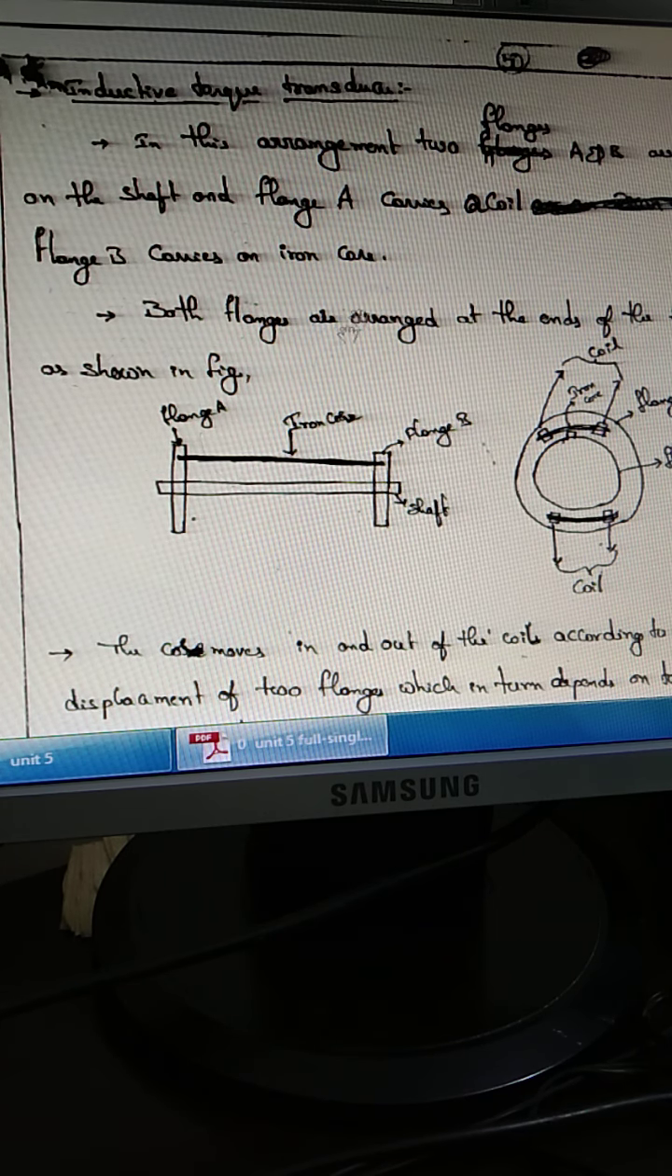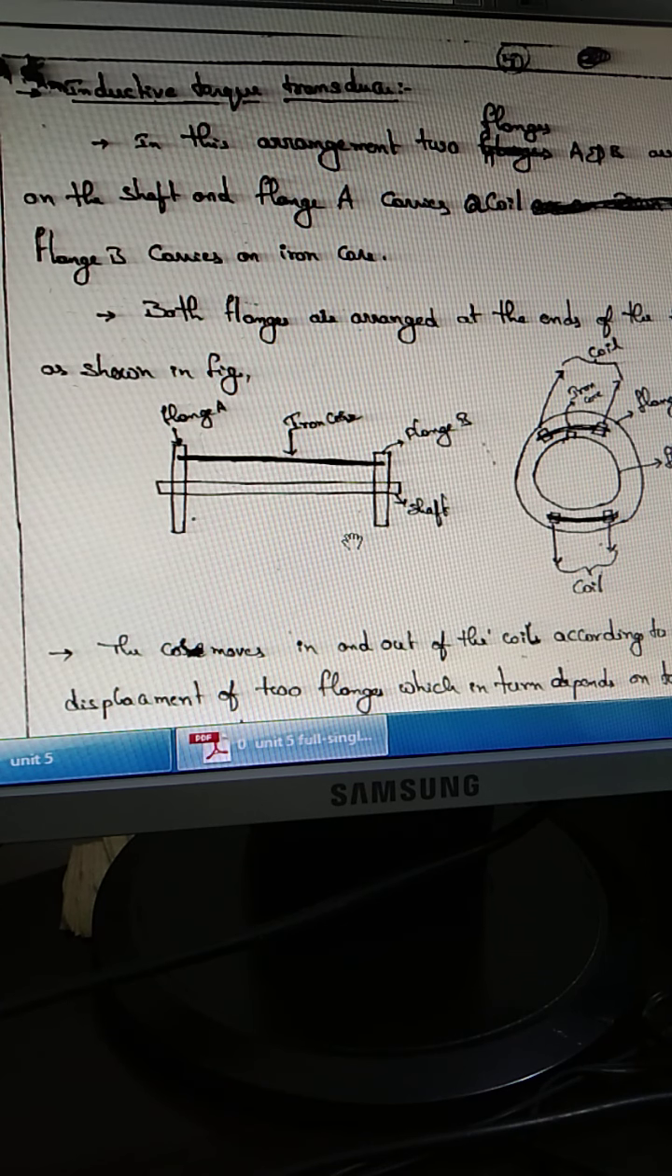Remember, I will repeat it again. Here we are using 2 flanges. Flange A mounted on the shaft, flange B also mounted on the shaft. Both are mounted at 2 ends of the shaft. Now flange A will have a coil inside it, and flange B is having an iron core attached to it. This iron core will move inside the coil of flange A.